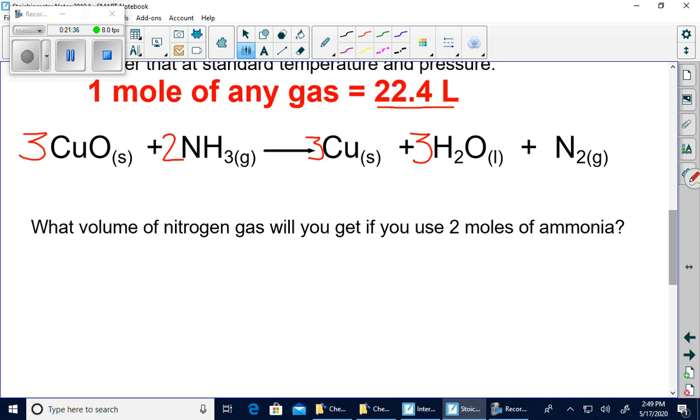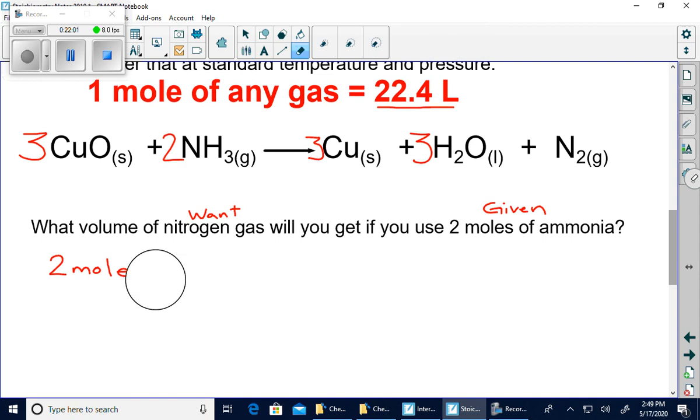All right, so let's see what I'm trying to find here. What volume of nitrogen gas will you get if you use 2 moles of ammonia? Okay, so this is what I'm given, and this is what I want. I'm going to start off with what I'm given: 2 moles of ammonia, NH3. And I want to go to volume of nitrogen gas.